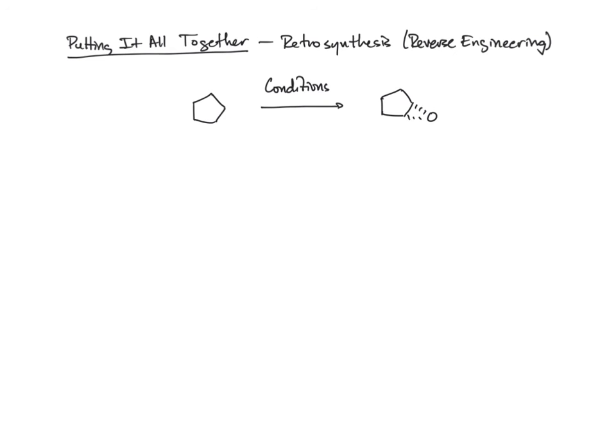On this next slide, I call this putting it all together, and I use this term retrosynthesis, which is the organic synthesis concept of reverse engineering. If you had to supply the reaction conditions or steps to take cyclopentane into this cyclopentane oxide, this epoxide, what steps would you propose to do this?